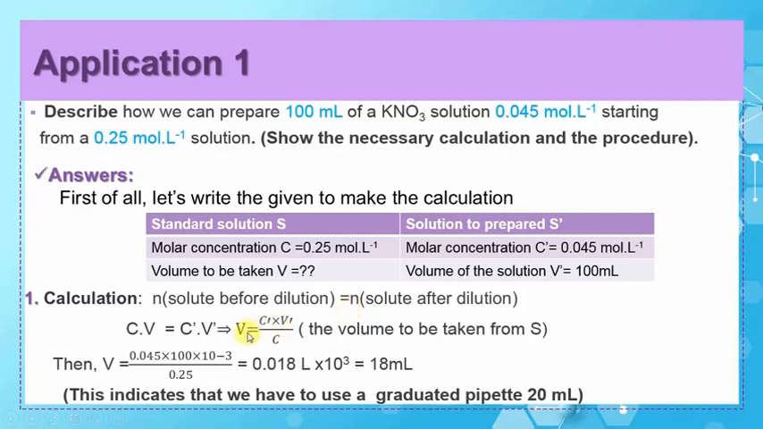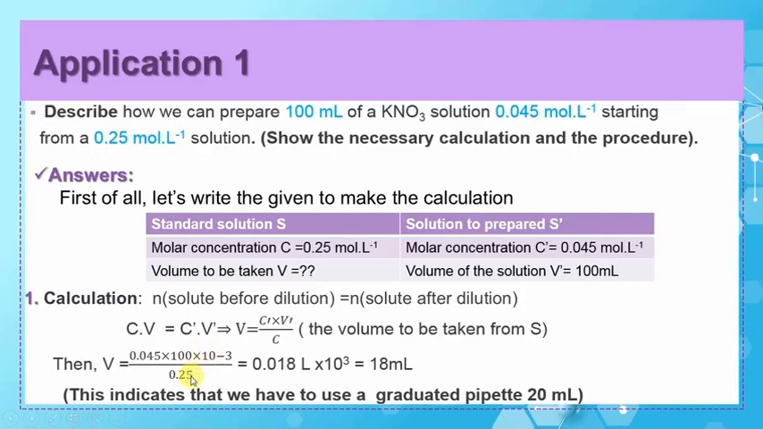This implies that V, the volume that must be taken from S, equals C prime times V prime over C. It is equal to 0.045 times 100 times 10 to the minus 3. Here we make the volume in liters. From milliliter to liter, we have to multiply by 10 exponent negative 3.